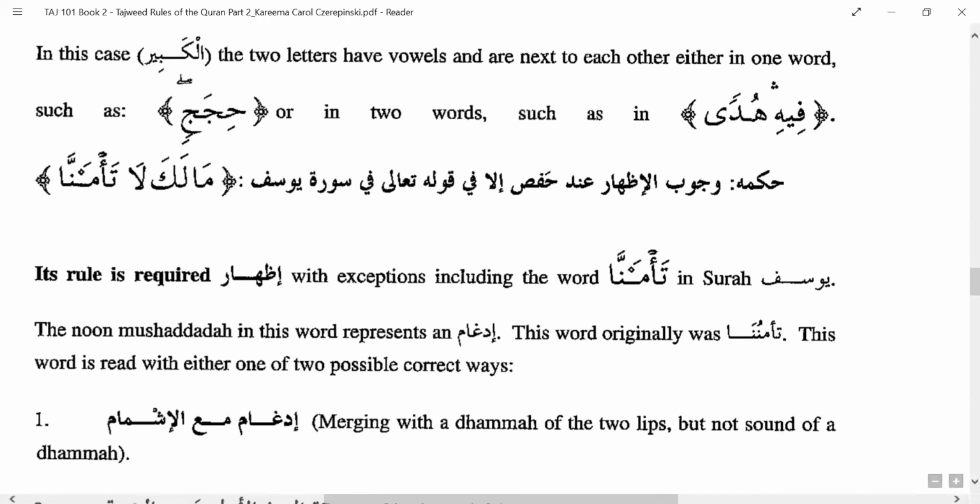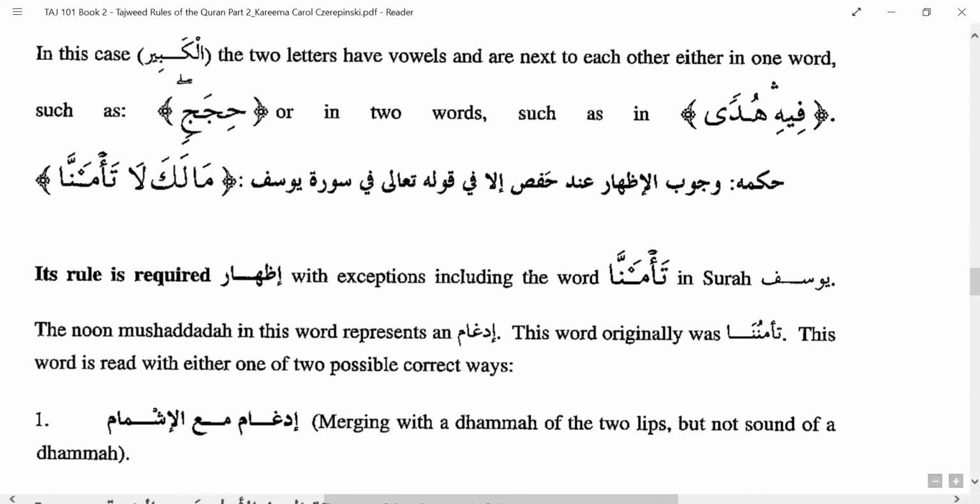Now here this noon mushaddad which is there, you can see the noon, this actually represents an idgham. Here what was the rule? Fihi hudan. This is izhar. You have to say it out clearly. But here the ruling is different. This noon shadda represents an idgham.